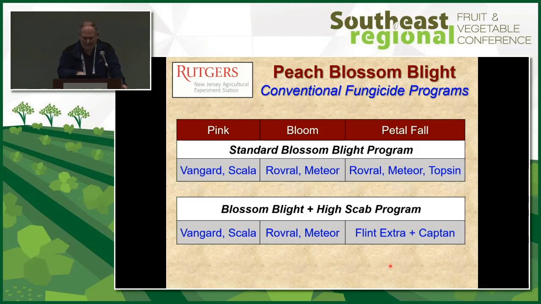And if you apply a Flint Extra spray at petal fall, and then a second one at shuck split right after that, and then go into a Captan program, you'll pretty much take care of all that inoculum that's on those twigs, shut it down for the full season with only 2 sprays. Works out pretty well. And then next year you can go back to the standard program.